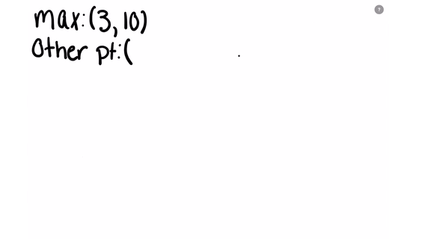Now let's say you aren't given the function. You will have to find it algebraically. To do this, you need two things, the maximum and one other point. For this problem, the maximum is (3, 10) and the other point is (0, 1).